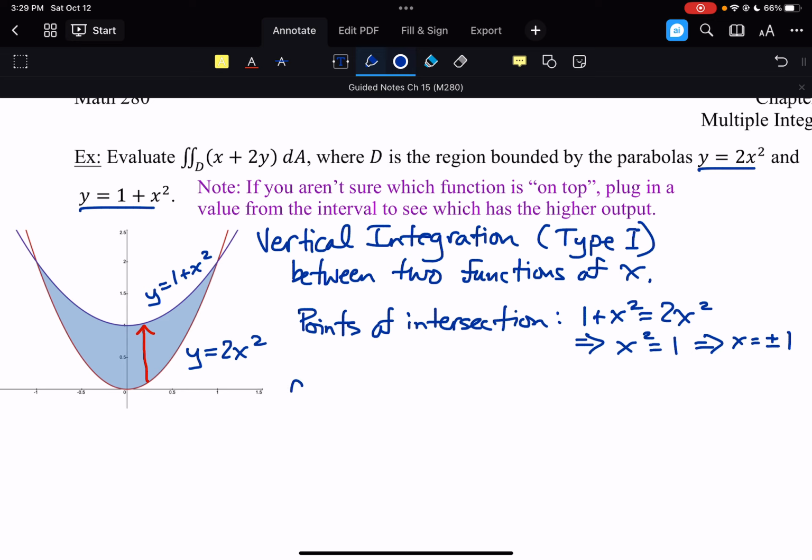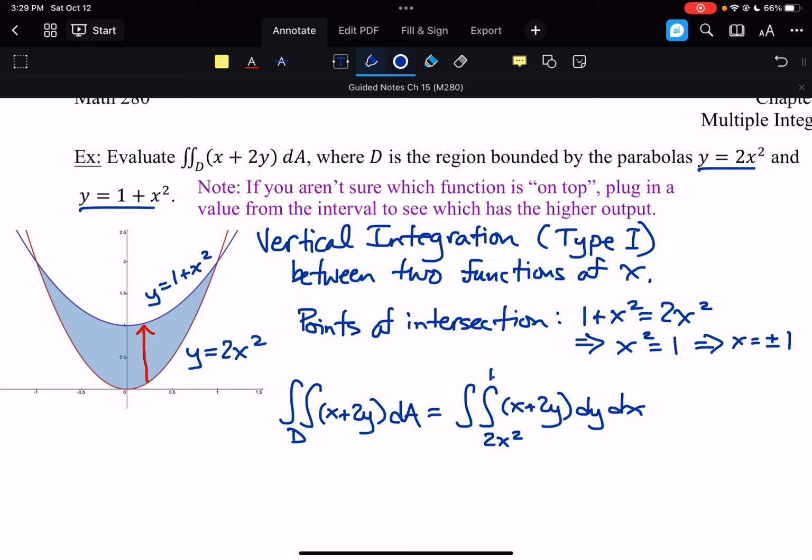So our double integral over D of x plus 2y dA, we're going to get our double integral, and we're integrating vertically, so it's going to be dy dx. Okay, y comes first, so we're going vertically from the lower function 2x squared to the upper function 1 plus x squared, and then the x values setting the edge over here are going to go from negative 1 to 1.